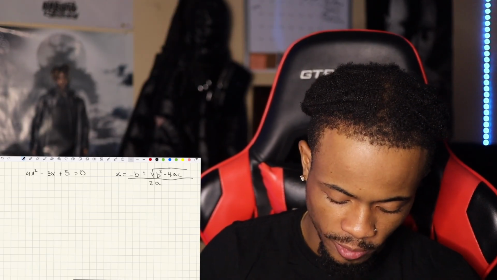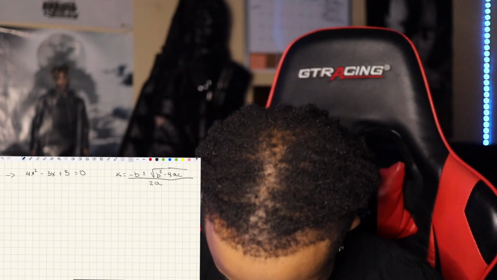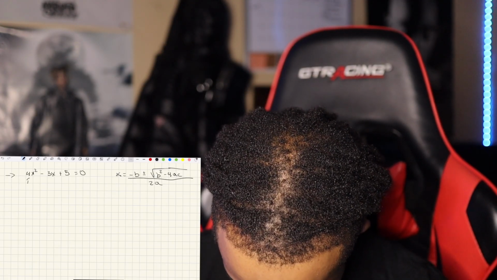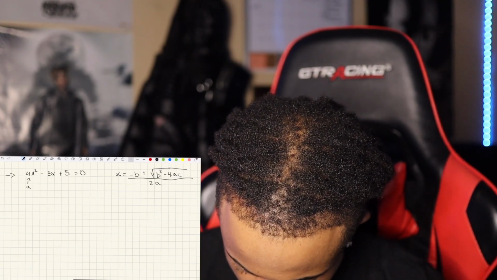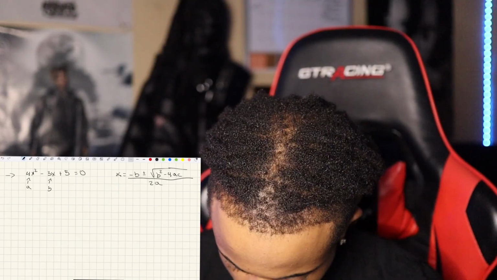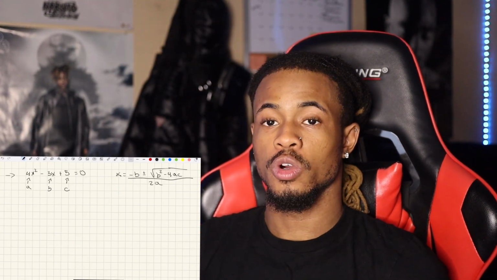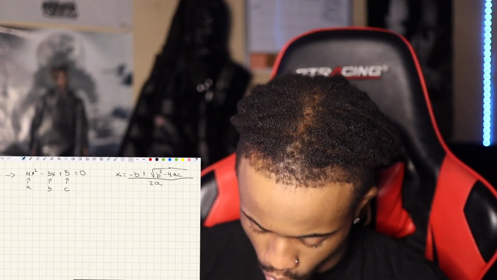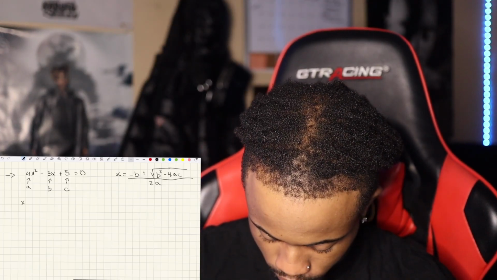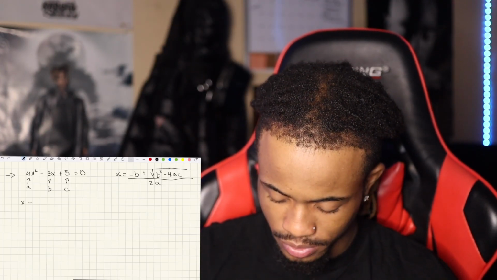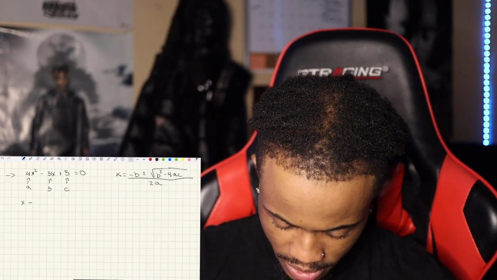Now, let's go back to our original equation over here. Our 4 is going to be a. Negative 3 is going to be b. And 5 is going to be c. Now, we're going to plug this into our quadratic formula. So, x is going to be equal to negative, our b is negative 3.